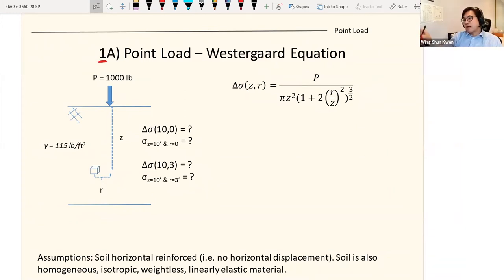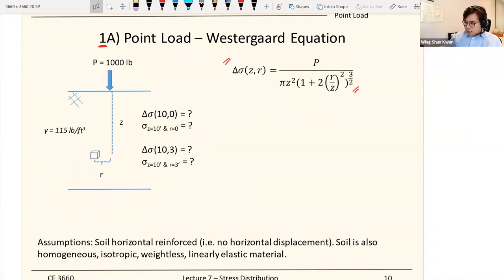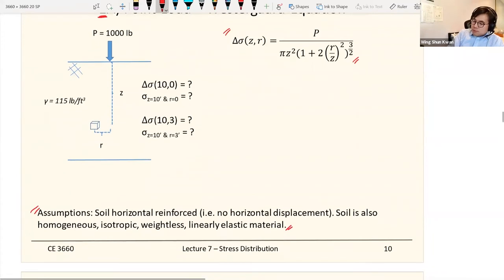Pretty much how they come up with these equations is they try to solve equilibrium under static conditions, just like a static car. They discretize the ground, take solid elements, and solve based on different assumptions: the soil is homogeneous, isotropic, you don't care about the soil weight, and you also assume the soil is a linear elastic material. Then you solve for equilibrium and end up with the equations we get.